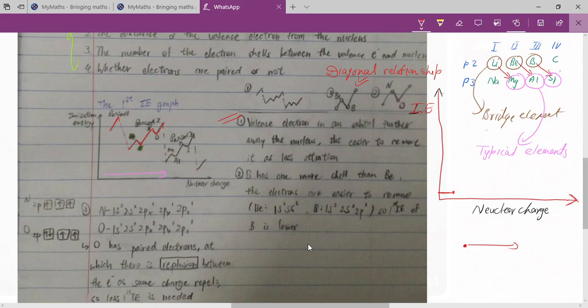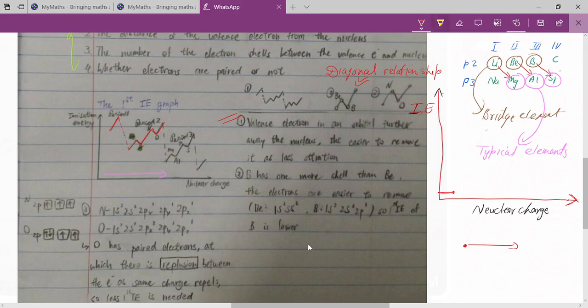In the second point, they are saying that B has one more shell than Be. That means boron has one more shell than beryllium, because beryllium has two shells and boron contains three shells. So in that condition, the electrons are easier to remove, because the force of attraction will be less.